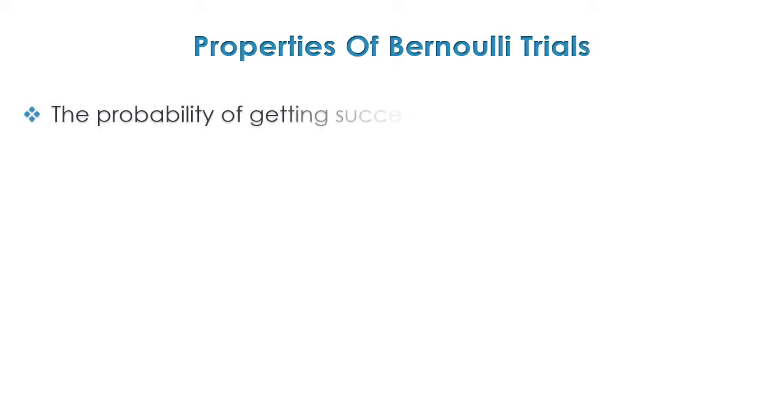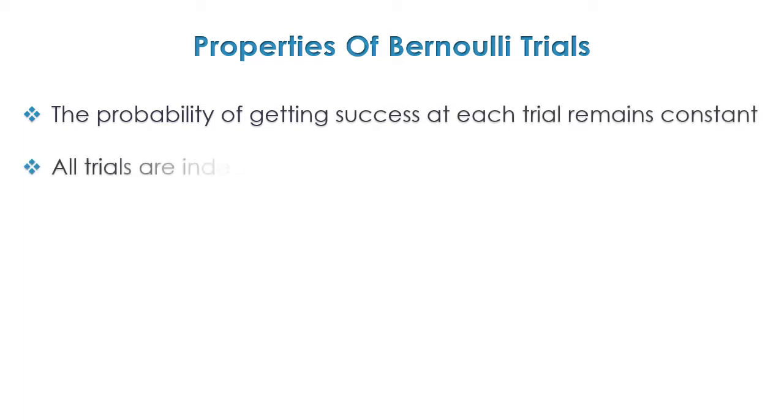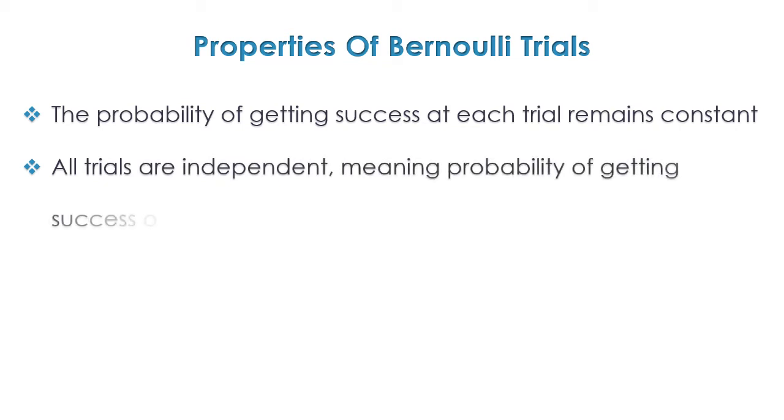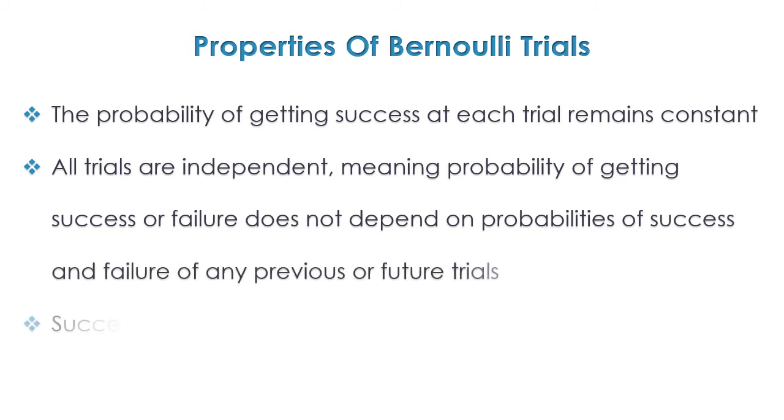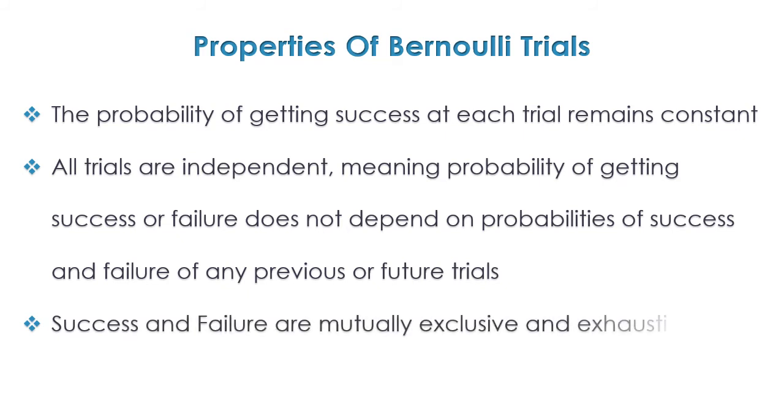Properties of Bernoulli trials. Now, this is one of the important theoretical questions. Many times it has been asked for 2 marks. The probability of getting success at each trial remains constant. That means the probability of success of each trial is constant. All trials are independent. That means the probability of getting success or failure does not depend on the success and failure of any previous or the next trial. That means two trials do not depend on each other. Success and failure are mutually exclusive and exhaustive events.